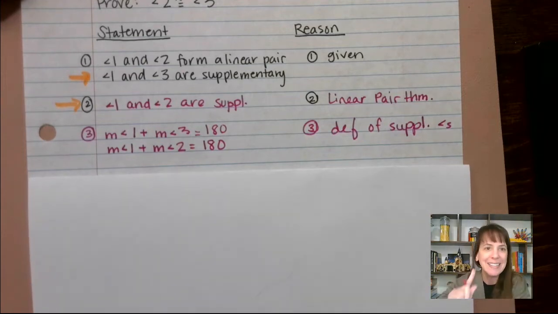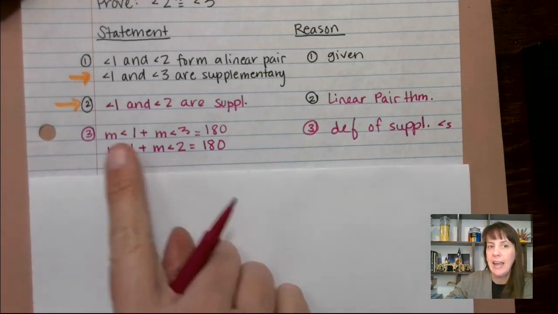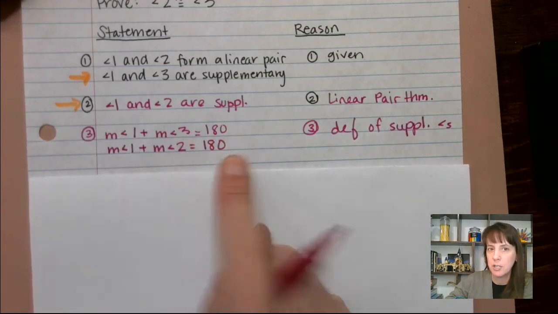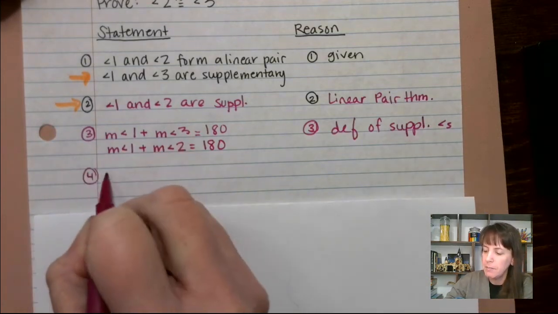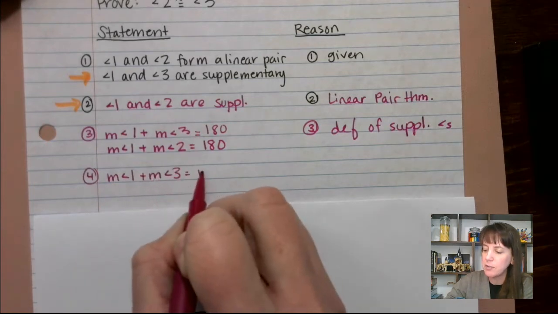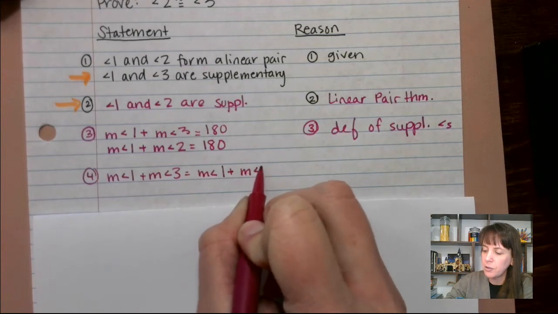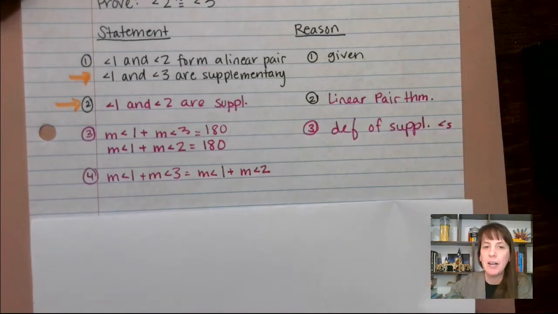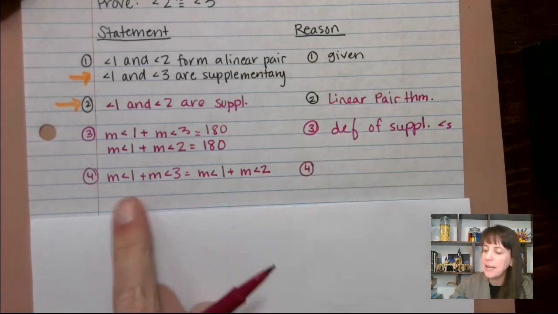So our next step after we've done our definitions is to say, well, hey, if this garbage equals 180 and this garbage equals 180, let's just say those garbages equal each other. The measure of angle 1 plus the measure of angle 3 equals the same as the measure of angle 1 plus the measure of angle 2. Okay, so why can I say that? So number 4, why am I allowed to say that?